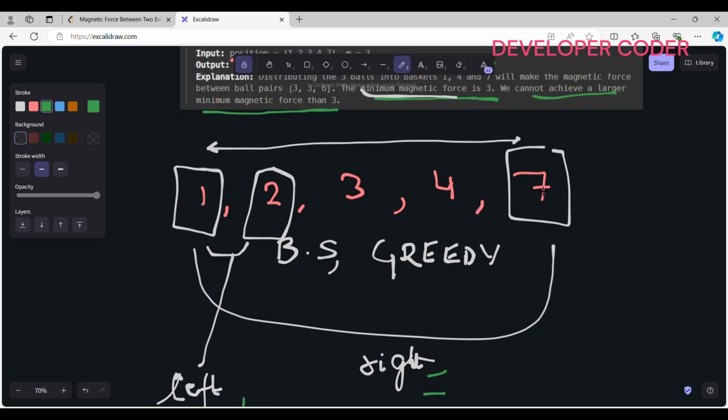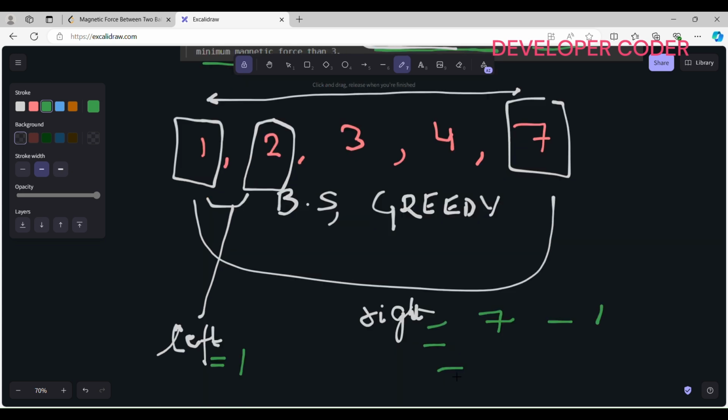Okay, what is this max position? 7 minus this value, 7 minus 1. So this is the max distance. My left is going to start from 1 and my right is going to be 6.